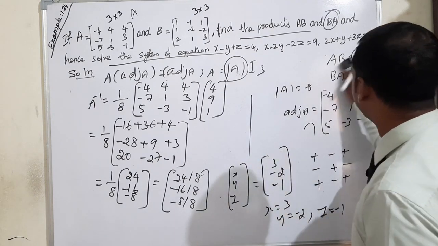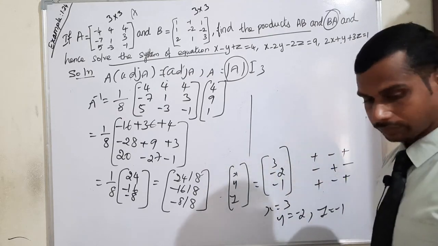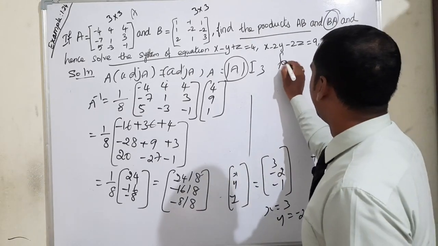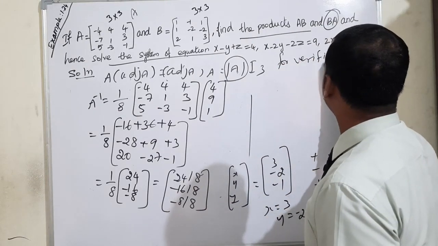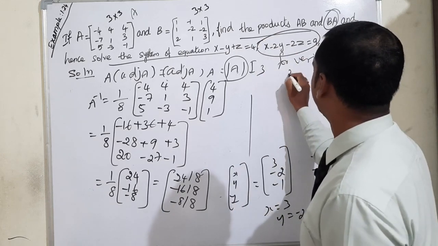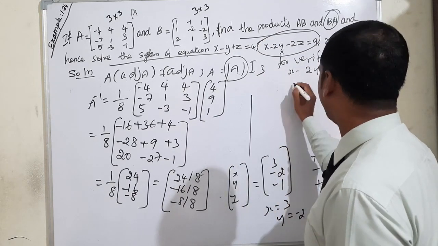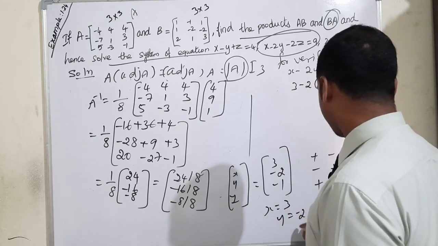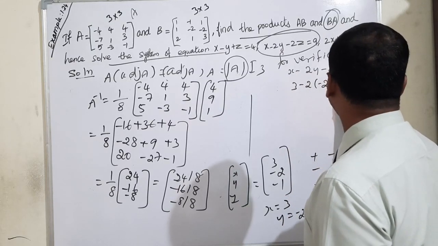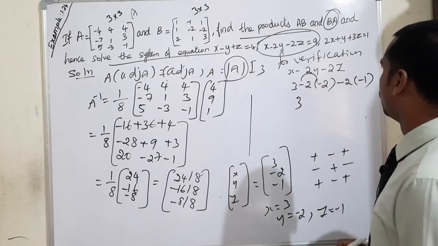Okay, for verification, I consider the second equation. What is the equation? x plus y minus 2z. x is equal to 3, plus y is minus 2, and minus 2 times z, where z is equal to minus 1. Simplify now. 3.